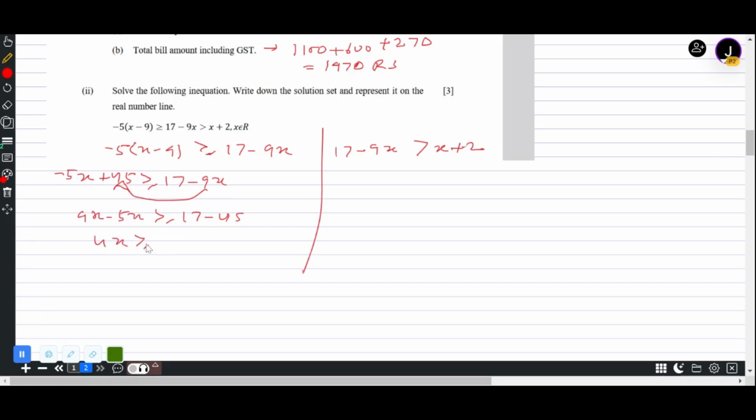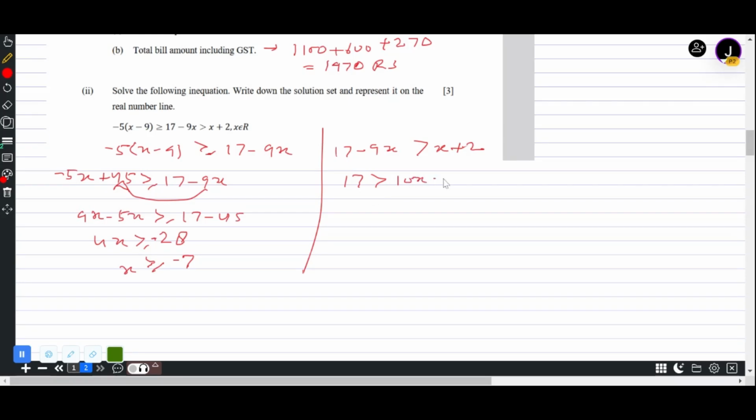So now we'll expand it. Minus 5x plus 45 is greater than or equal to 17 minus 9x. Now 9x we will take on this side, it will become positive. So 9x minus 5x is greater than or equal to 17 minus 45. 45 on this side will change the sign. So it becomes 4x is greater than or equal to minus 28. That is the one on the left hand side. So x is greater than or equal to minus 7.